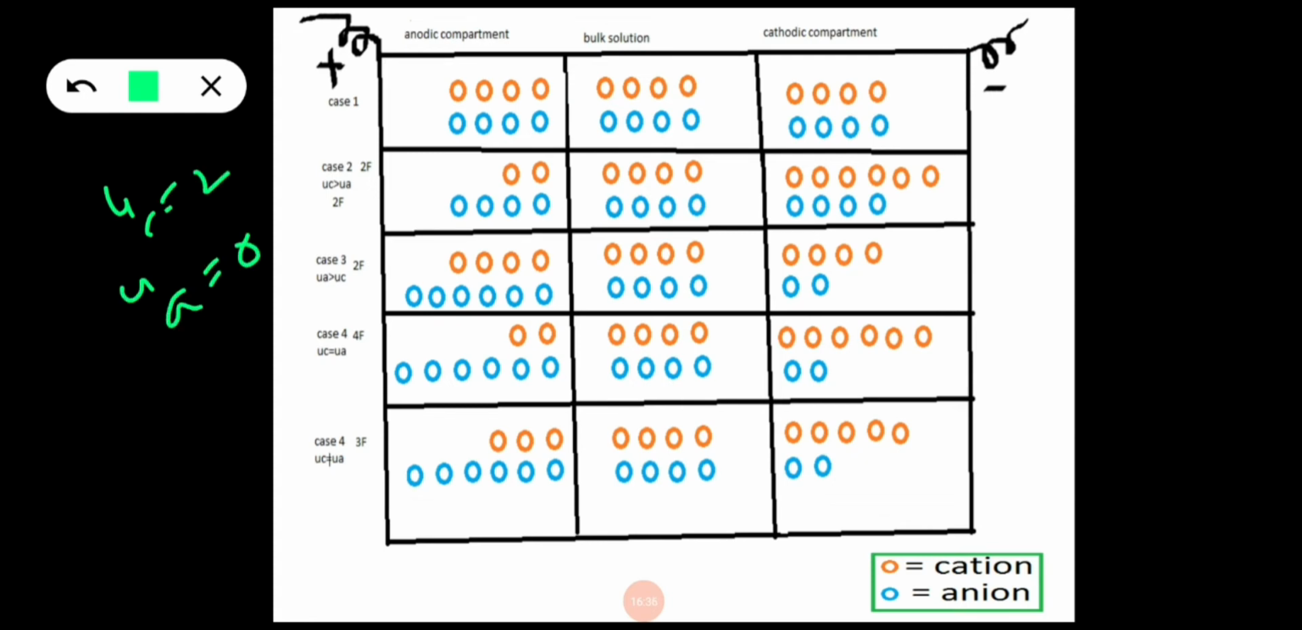Let us consider that 2 Faraday of current is passed through the solution. Now the ions which are paired will not get attracted by their electrodes. So you see here cation and anion are paired here, and cation and anion are paired here. As they are neutral, they cannot get attracted by the electrode. But these 2 anions are unpaired, so these 2 anions will get deposited here.